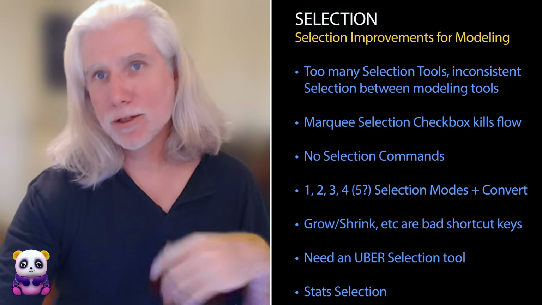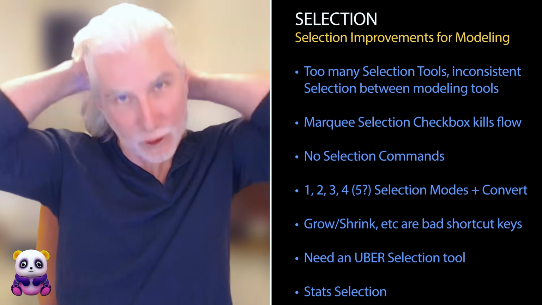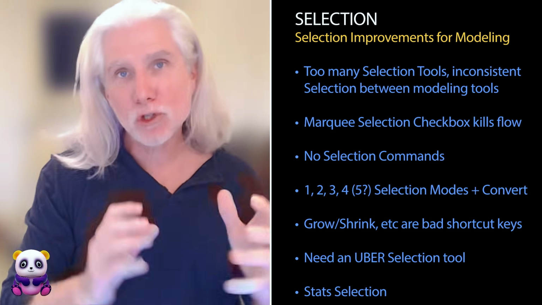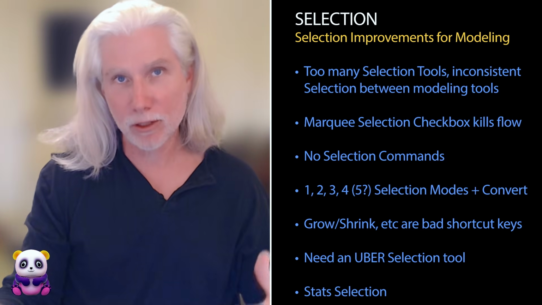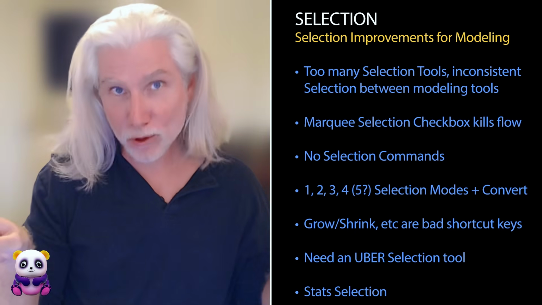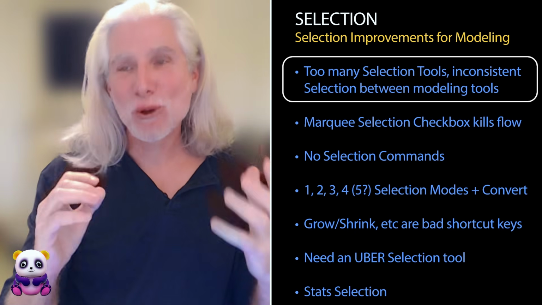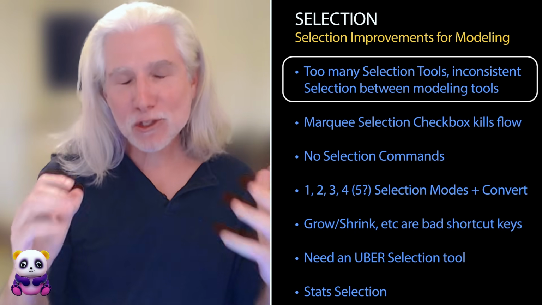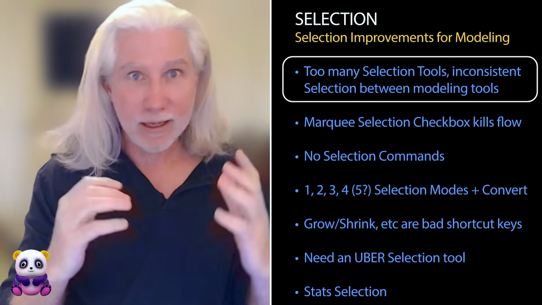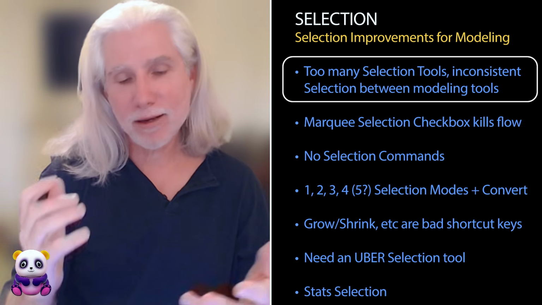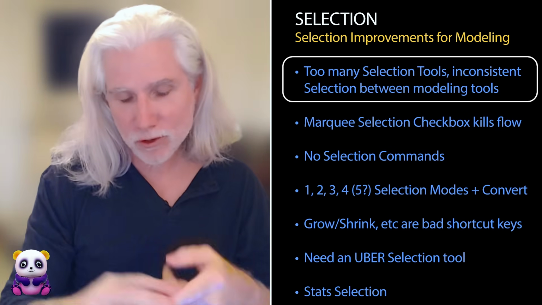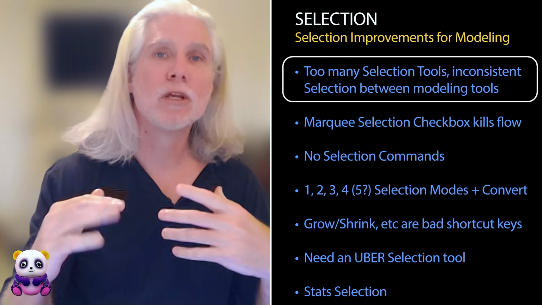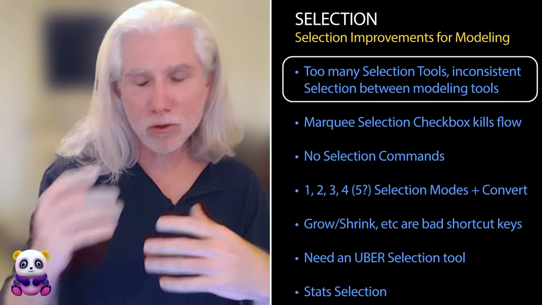Okay, selection. This is one of the biggest ones, because selection is super important for modeling. If you want to be a great modeling app, you have to have great selection workflow. Not tools, workflow. So in Cinema4D, it's just so Cinema4D. It's got all these tools. It's got marquee selection tools, all kinds of marquee selection tools, and paint selection tools, and loop and ring selection tools, and coplanar selection tools.